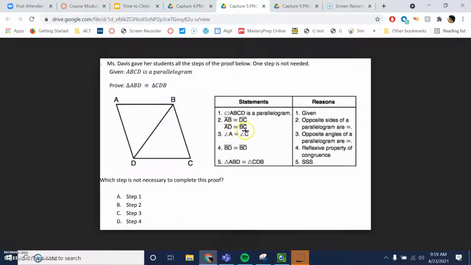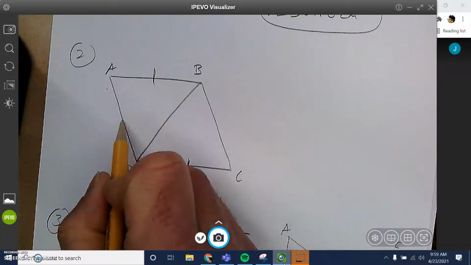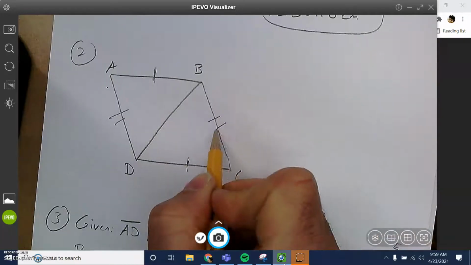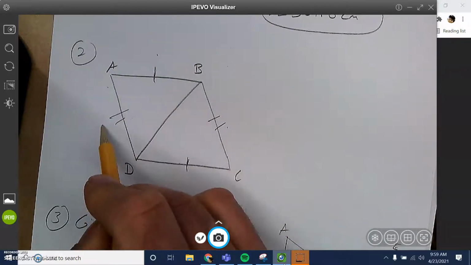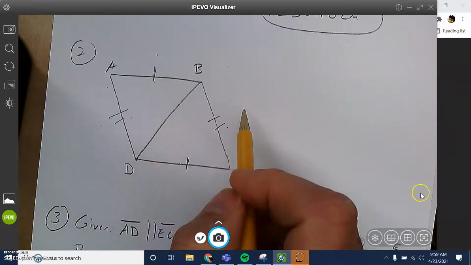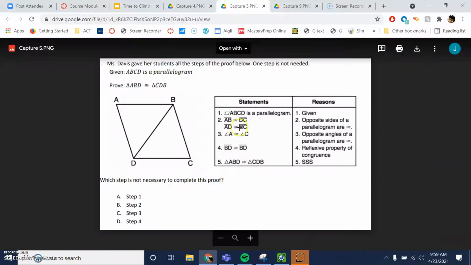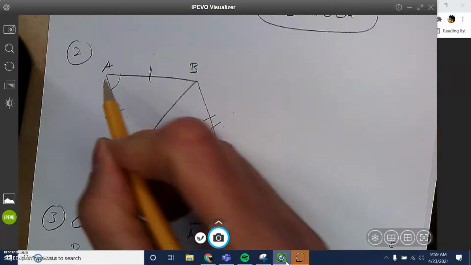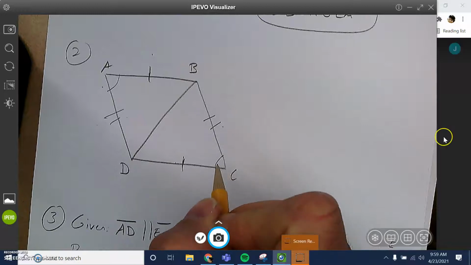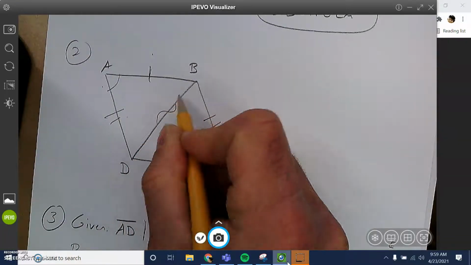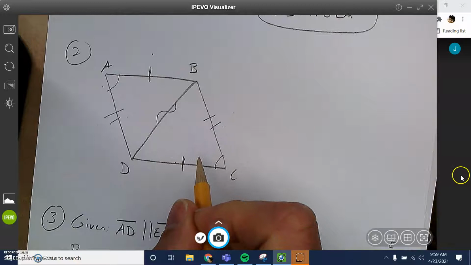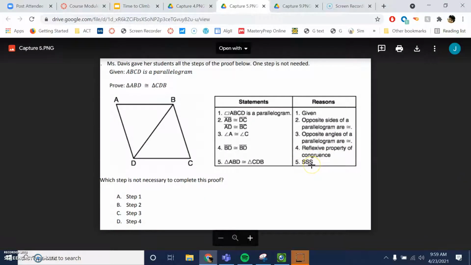AD is congruent to BC, all right? I'm doing 2 marks because it's probably not the same measure. This could be 5, this could be 6, or you don't know. You don't know they're equal, so that's why I put 2 marks rather than 1. What other congruent stuff we have? Angle A is congruent to angle C, okay? And BD is congruent to BD because reflexive property, cool. So that means they share this side, it's just equal. And so they're saying that side proves them congruent.